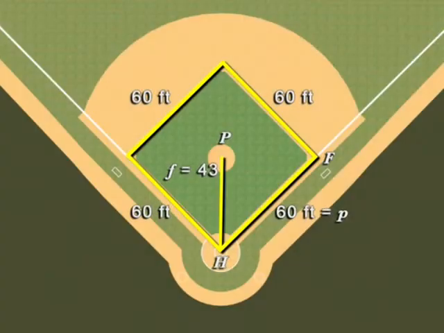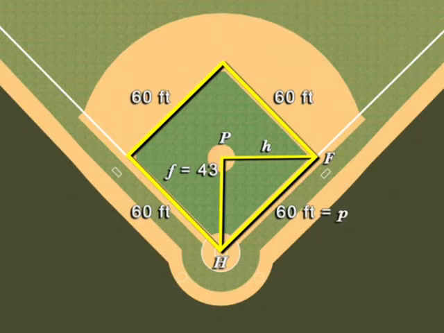All right, let's do the second question. And that was, how far is it from the pitcher's mound to first base? So let's label that distance H from the pitcher's mound to first base. It's the side opposite the angle labeled H in the triangle HPF. So who are the characters in this triangle? H to P, that side is 43. That's the distance from home plate to the pitcher's mound. H to F is 60 feet. That we'll label P because it's opposite vertex P.